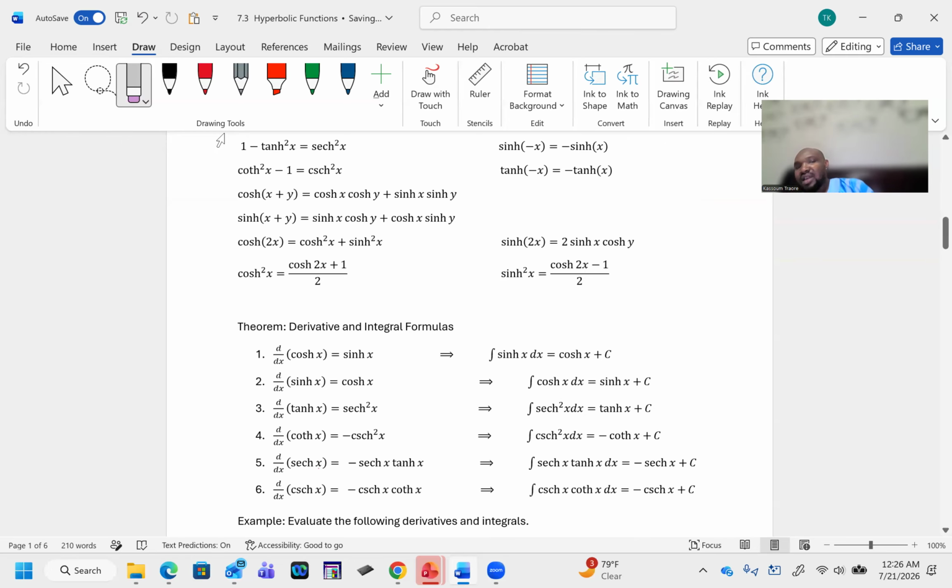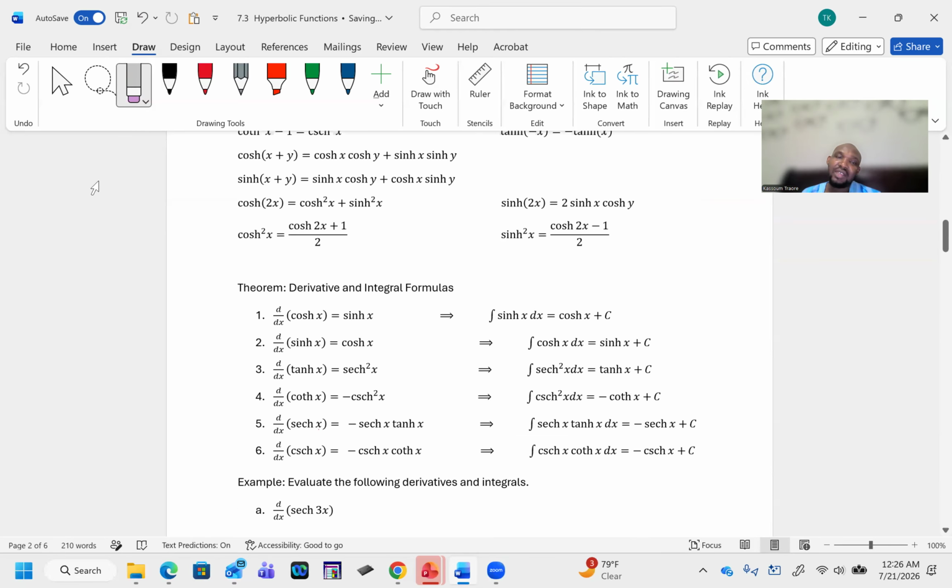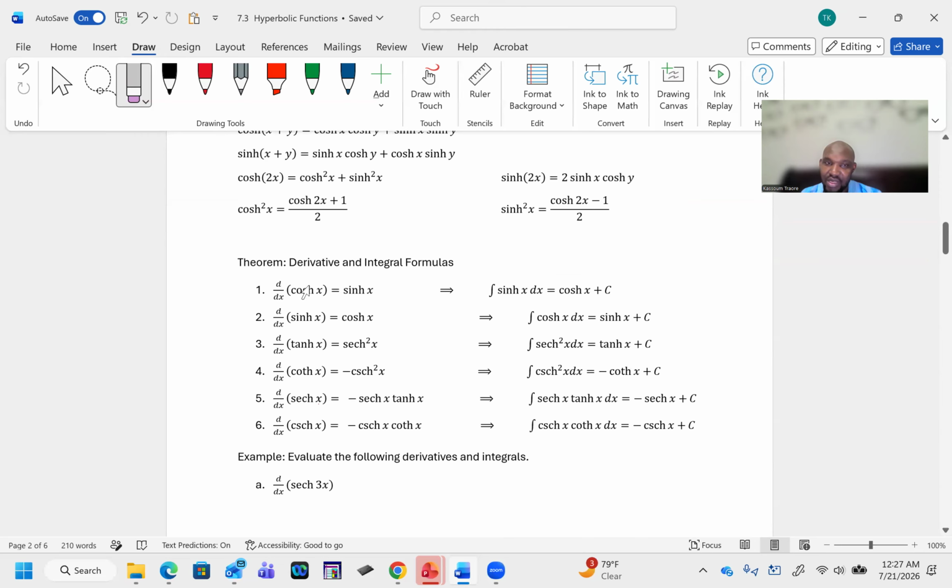And after that, we have the theorem, derivative, and integral formulas. So the derivative of hyperbolic cosine of x is what? Hyperbolic sine of x. Which means the integral of sinh x dx is cosh x plus c, and so on. And the derivative of sinh x is cosh x, which means the integral of cosh x dx is sinh x plus c, and so on.